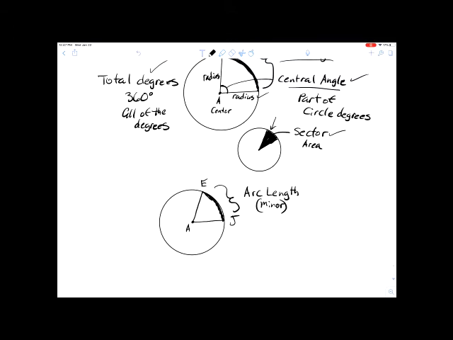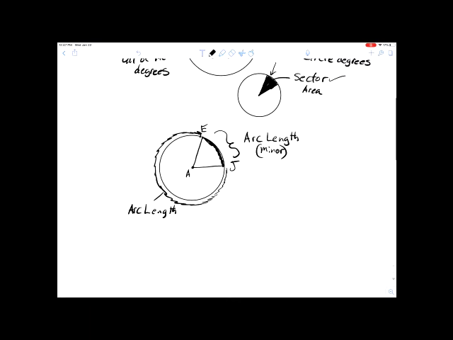Now, if we're looking for the major distance, it's the other direction. So when we say minor, it's the shortest distance between E and J. If it's the major arc length, it's going to go from J all the way around this in this direction. This is called arc length. And what's the opposite of minor? Major.